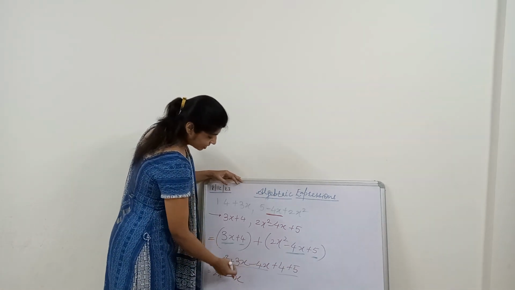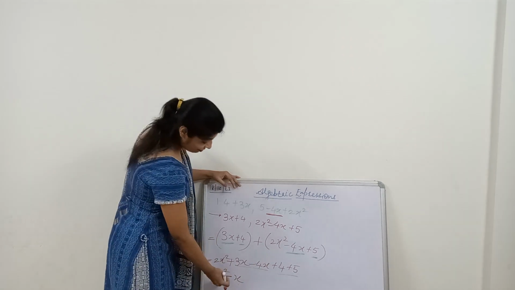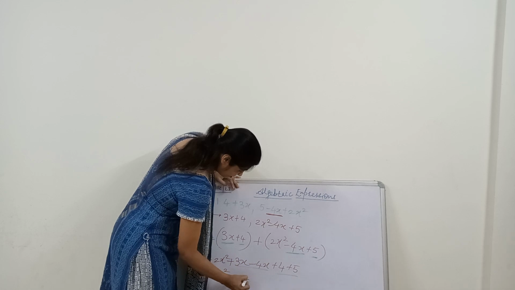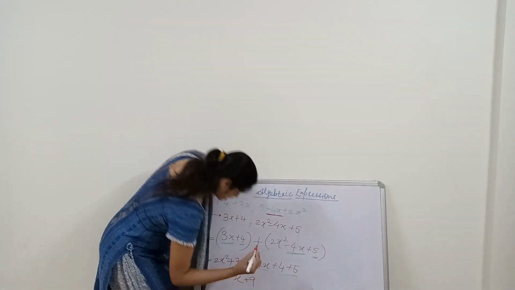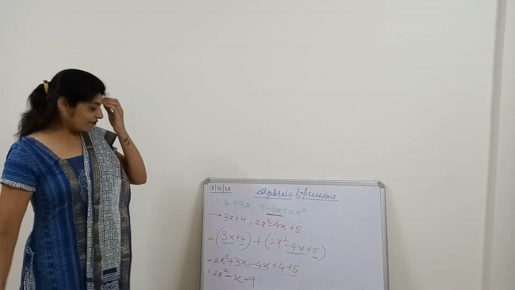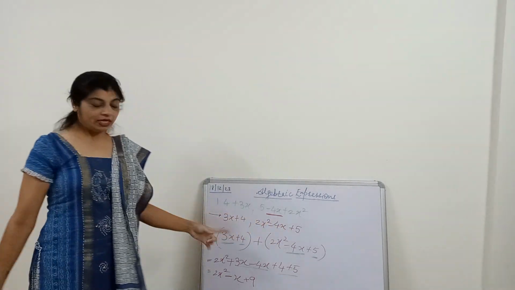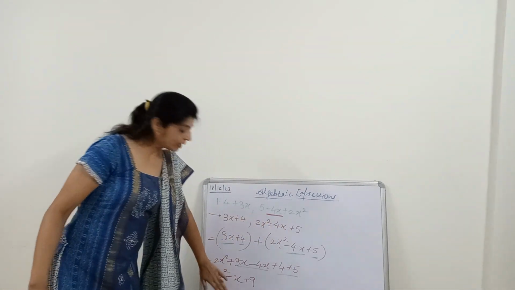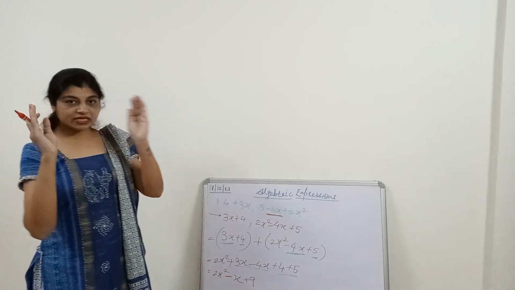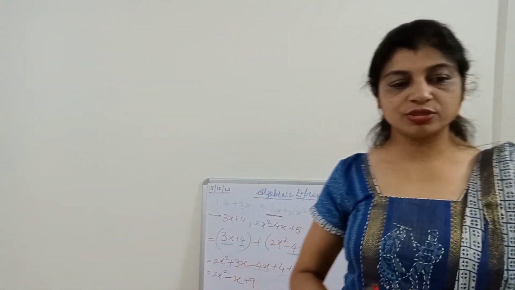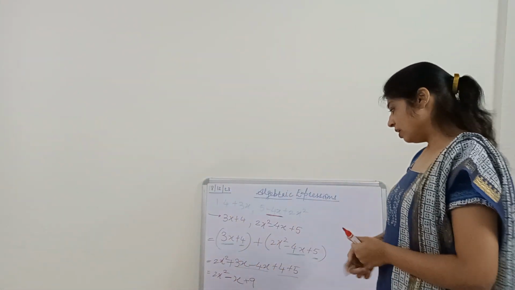Then think which is greater, 3 or 4. 4, so take the sign of the greater one. 4 plus 5 is 9. Both are positive, so this becomes plus 9. And this is your final combination, that is, the summation of these two expressions. So you all might have understood how like terms help us to add expressions or equations.